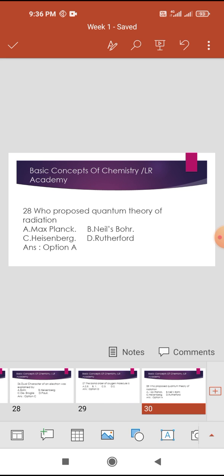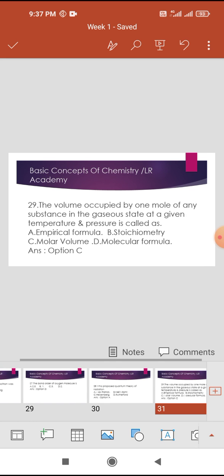28th question. Who proposed quantum theory of radiation? Option A, Max Planck. Option B, Sir Niels Bohr. Option C, Heisenberg. Option D, Rutherford. Who proposed quantum theory of radiation? The right answer is Max Planck, option A.